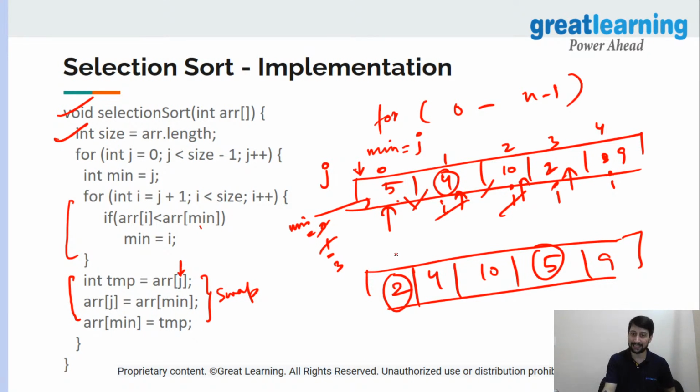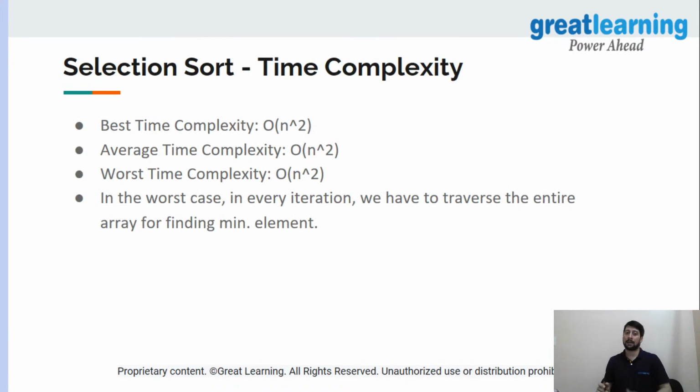Because now we are fixing that this element is the sorted part, and it will not change its position in the entire sorted array. So obviously 2 is the minimum element in the entire array. Similarly, you can go for the largest element as well. Okay, done. Now let's move ahead with the time complexity.